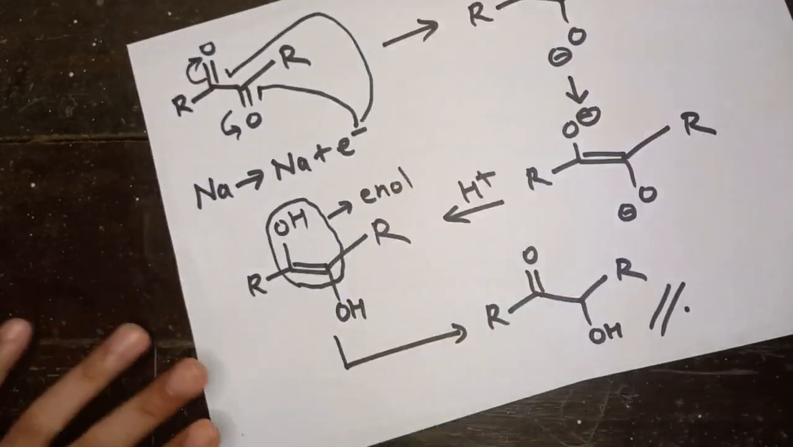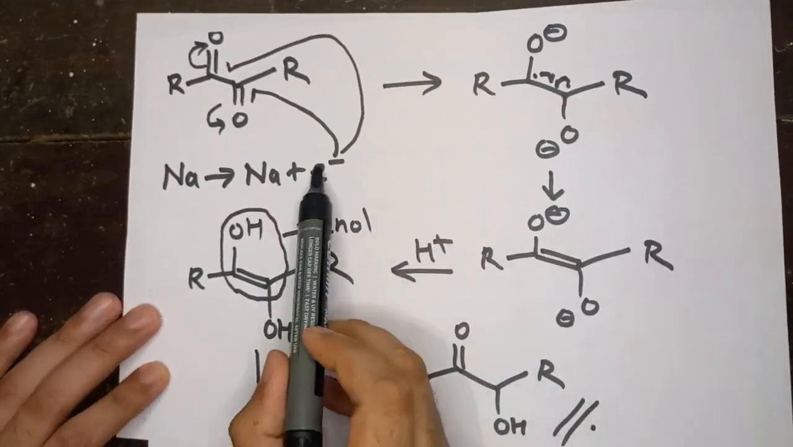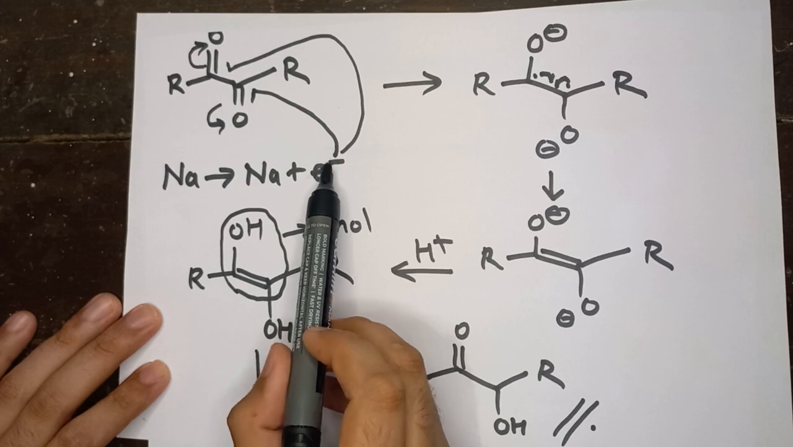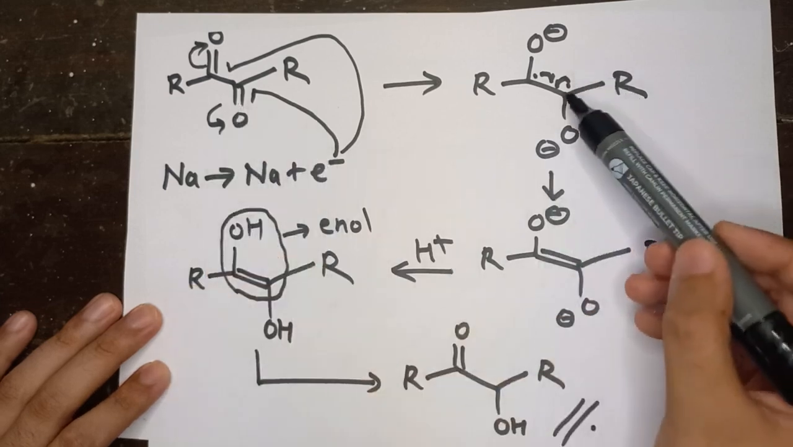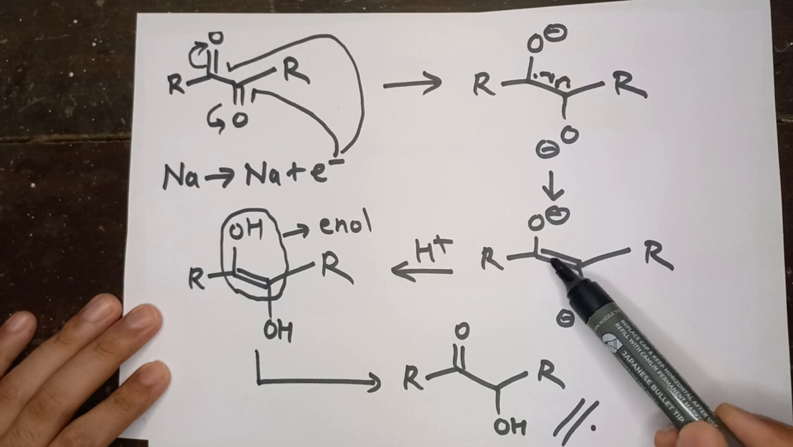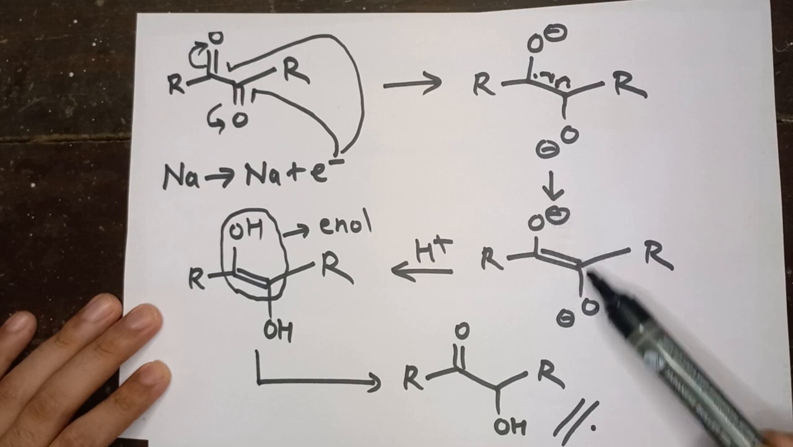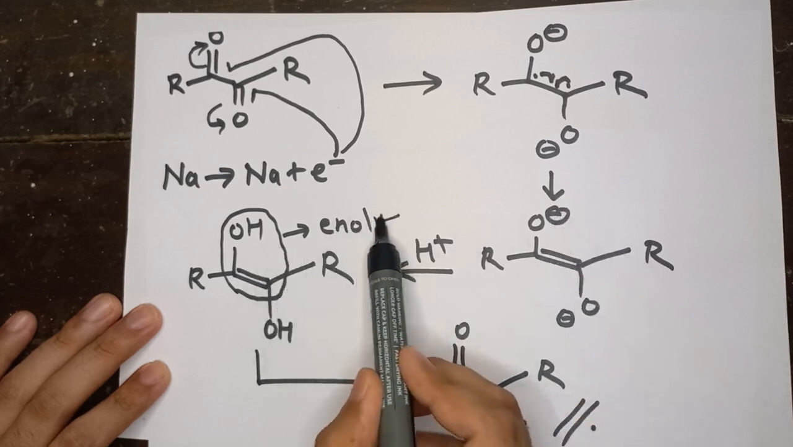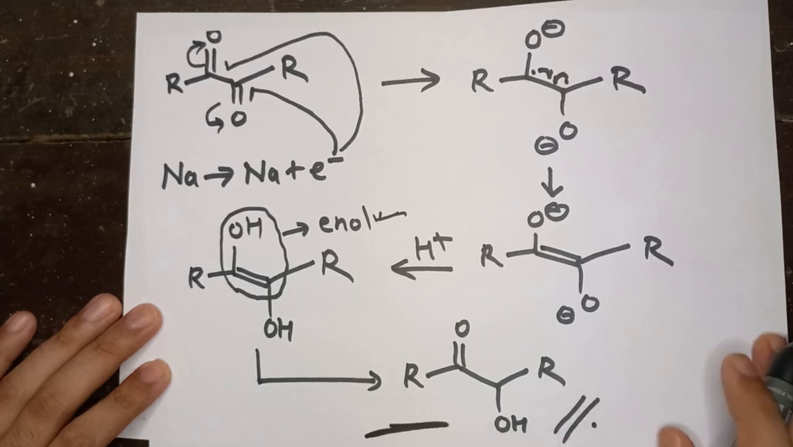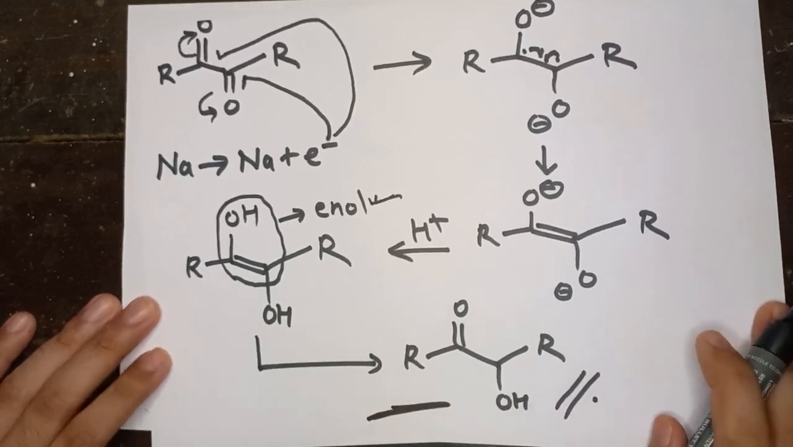And when we have the 1,2 diketone system, a similar type of reaction once again happens. An electron attacks at this carbonyl center, which opens up. These two electrons form a double bond, and under acidic medium, this alkoxy group gets protonated to form an enol, which tautomerizes to form alpha hydroxy ketone. Now let's go ahead and solve some problems.